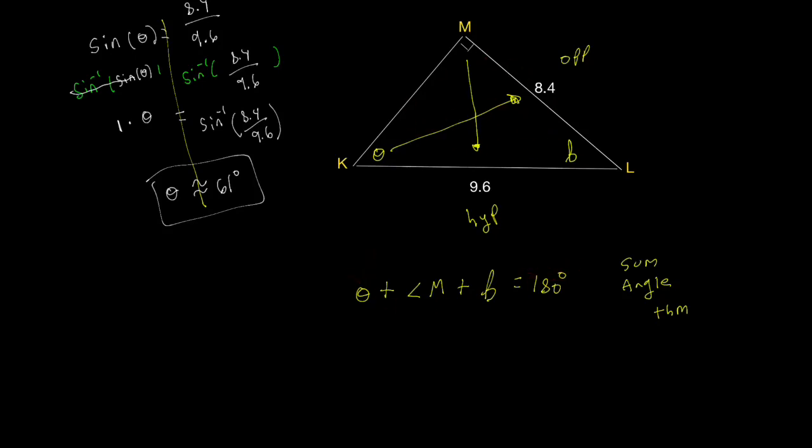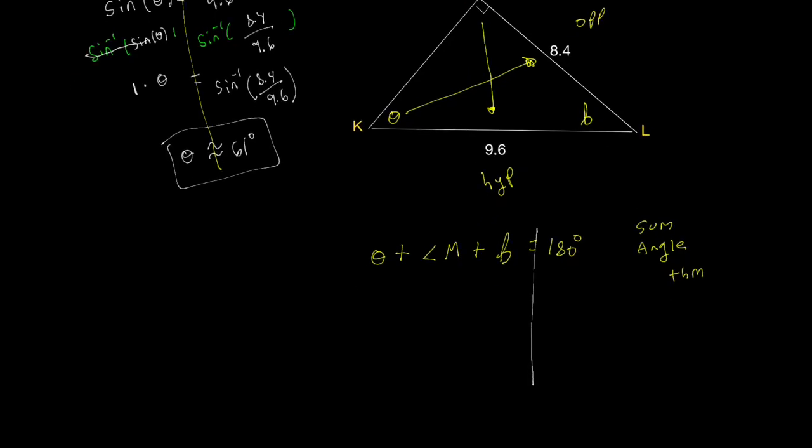So now I'm going to split this equation here. And angle theta, I can replace it because we just solved for that. So theta is equal to 61 degrees, so I'm going to substitute theta for 61. Angle M, that's the 90 degree angle, so we can substitute angle M for 90 degrees. And now we have beta, which is the unknown.